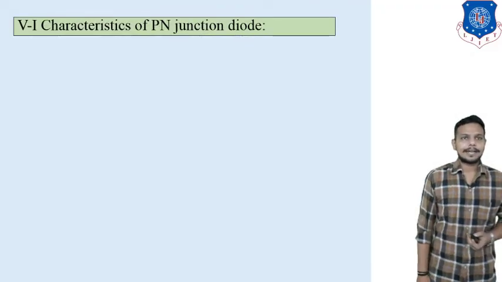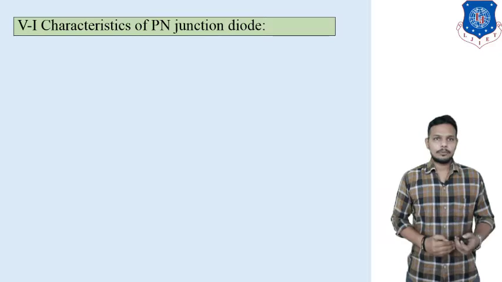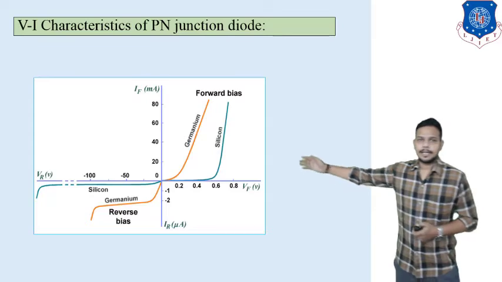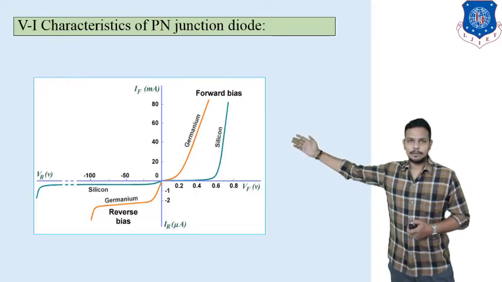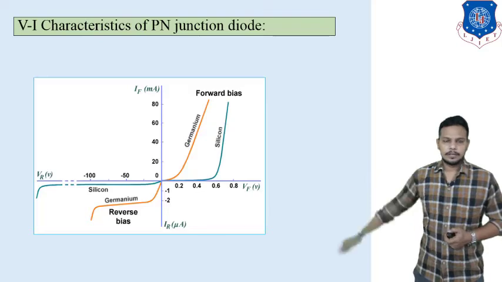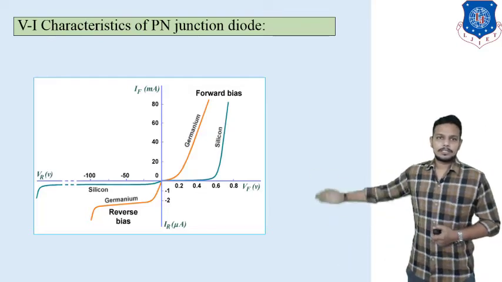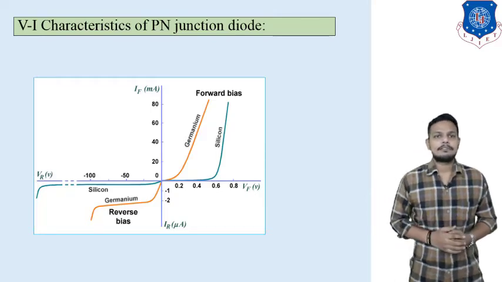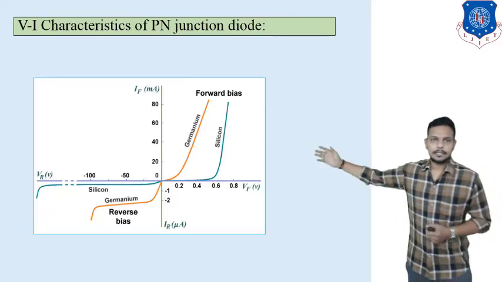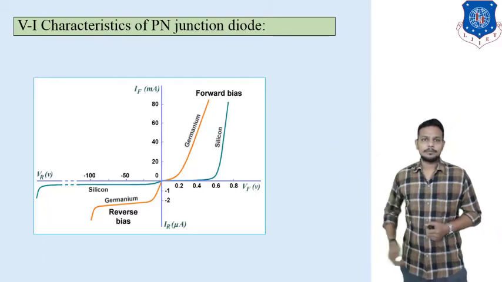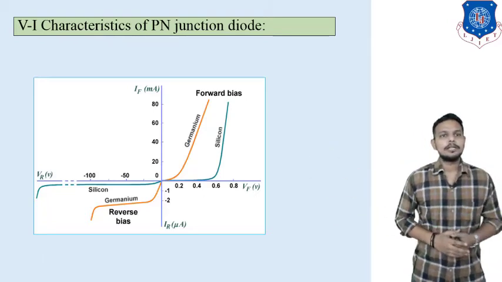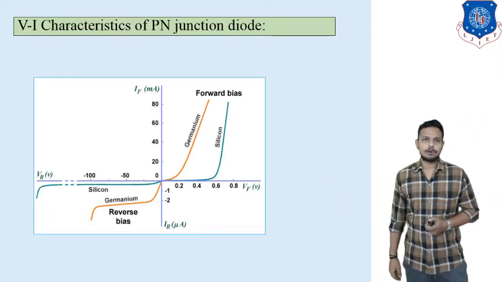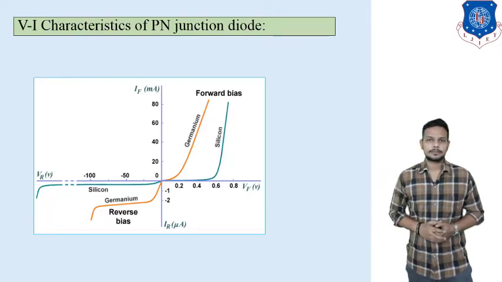Now next, the VI characteristics of a PN junction diode with different materials, as we can see here, one is germanium and another one is silicon. As I said earlier, in silicon the current increases at 0.7 or 0.6 volt, whereas in germanium that point is 0.2 or 0.3 volt. So this is the forward region and reverse region for germanium and silicon material.